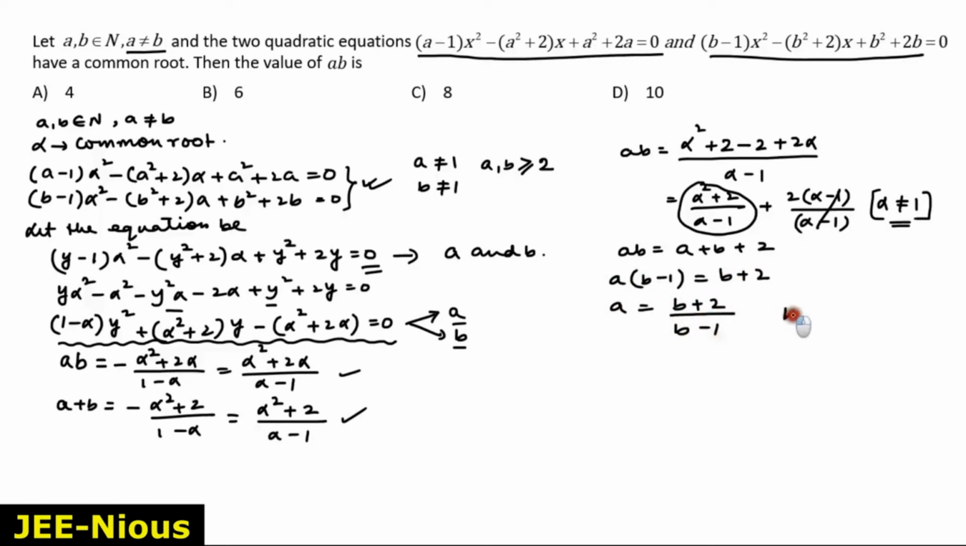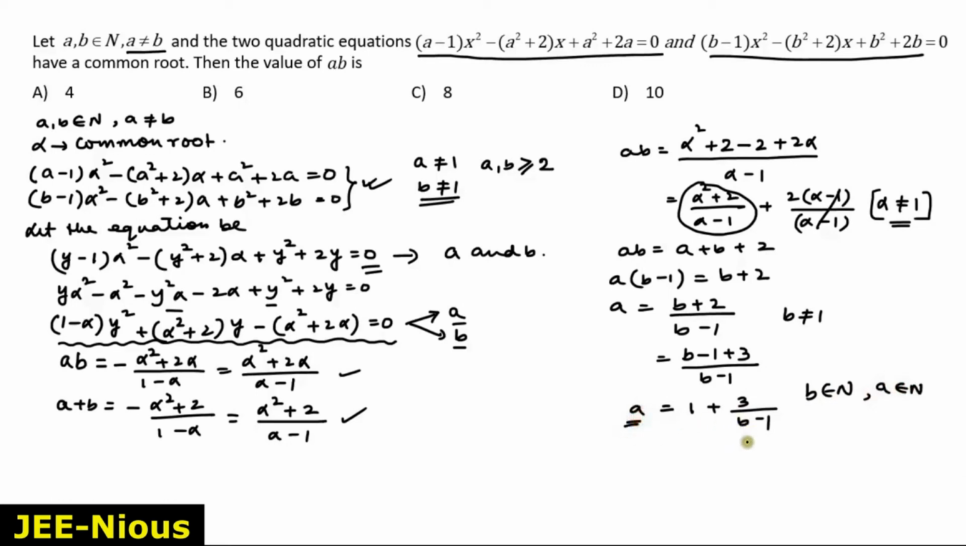Now again, your b cannot be equal to 1. Okay, that I have already said. So in this case, what we can write is b plus 2, so I can write this as (b minus 1 plus 3) by (b minus 1). So it can be 1 plus 3 by (b minus 1). As b belongs to natural numbers, as well as a belongs to natural numbers, your a has to be a natural number in this case.